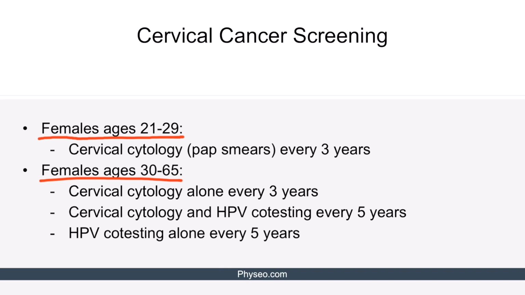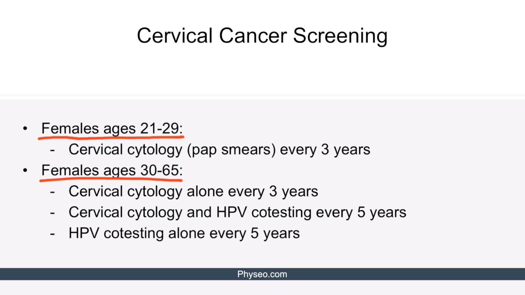But in females ages 30 through 65, there are actually 3 viable screening options. So cervical cytology alone every 3 years, so that's very similar to what they were doing in their 20s, or cervical cytology and HPV co-testing every 5 years, or HPV testing alone, so it wouldn't be co-testing at that point, it would just be HPV testing every 5 years. So basically pap smear plus HPV testing, or just HPV testing.